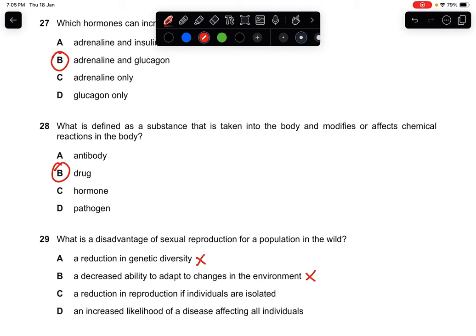A reduction in reproduction if individuals are isolated. Yes, that could. Yeah, that is true. An increased likelihood of a disease affecting all individuals, no. So the best possible answer you can get is C.